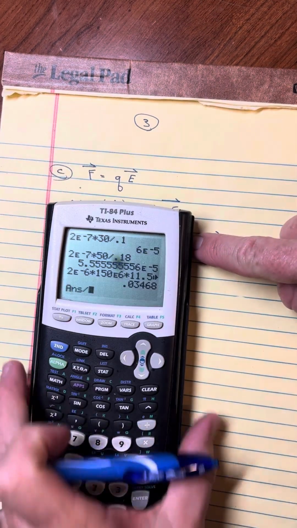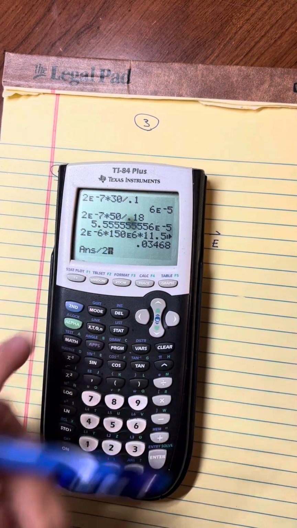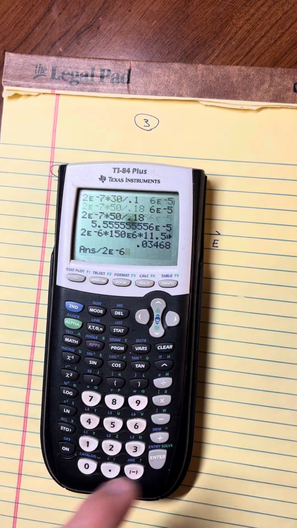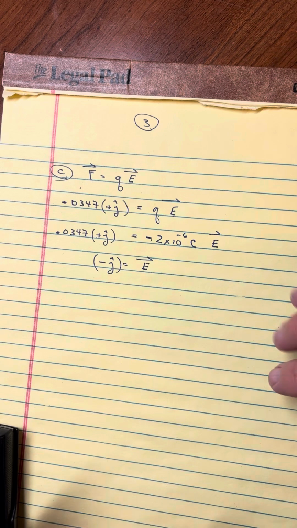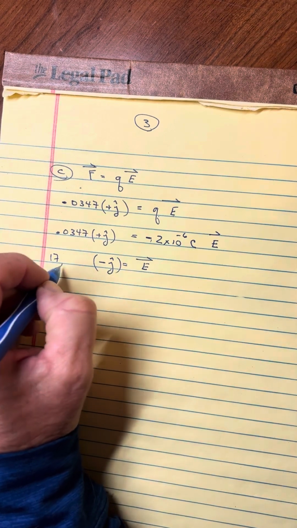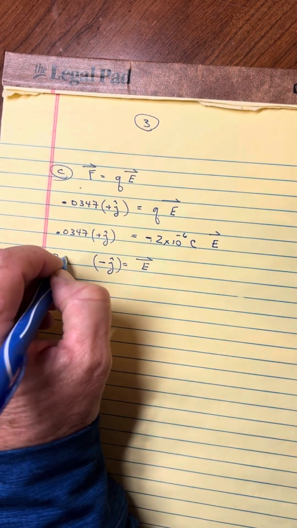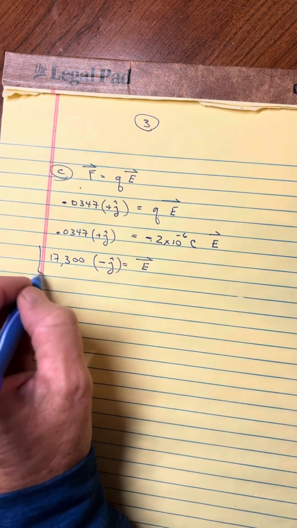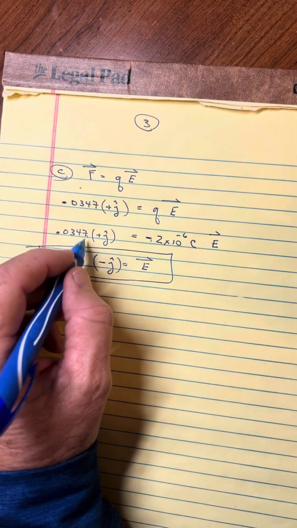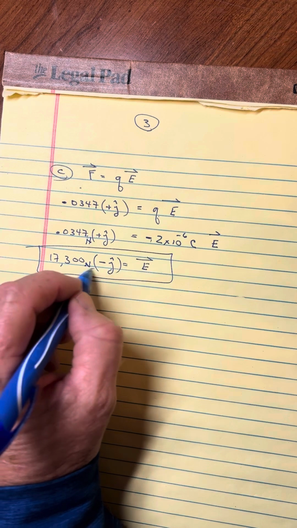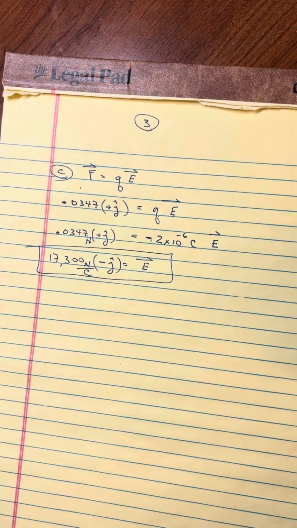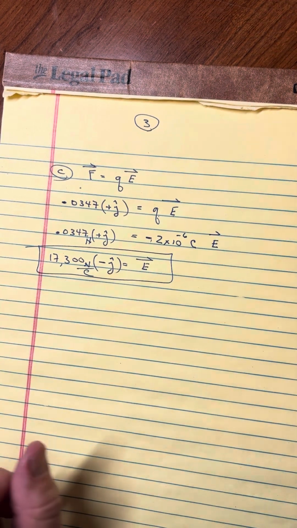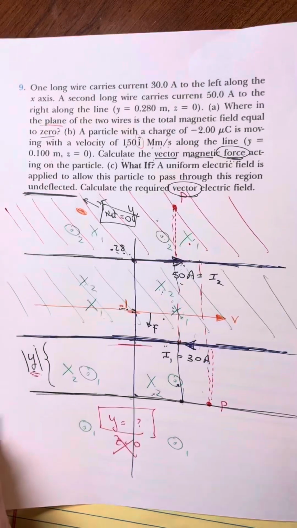Let me just divide that by 2 micro, and we're looking at about a 17,000, I'll just round it to 300, and this force is in newtons, so newtons per coulomb would be my electric field.